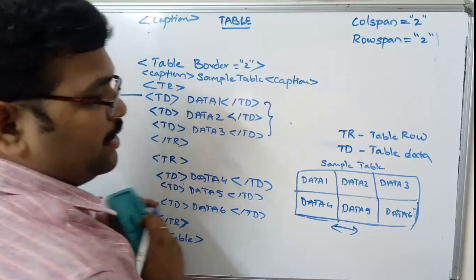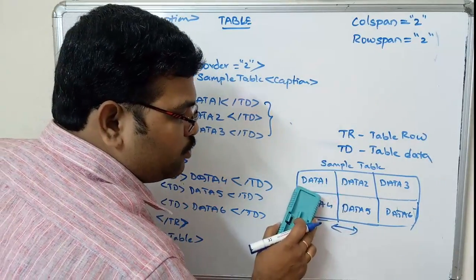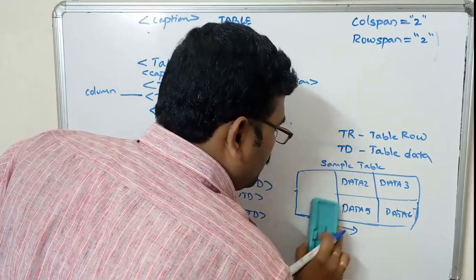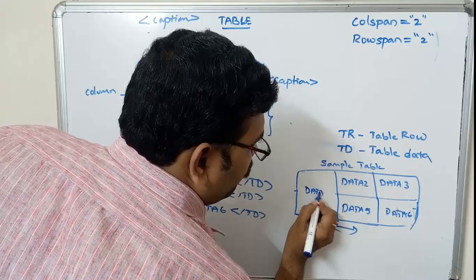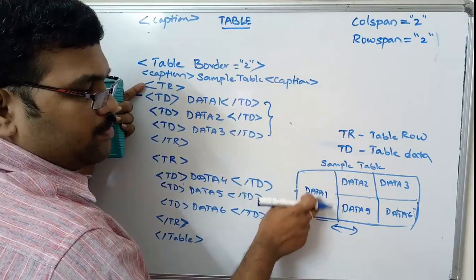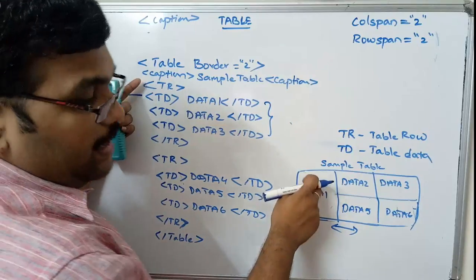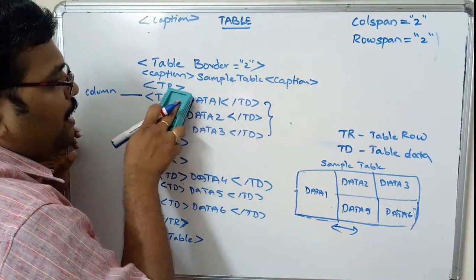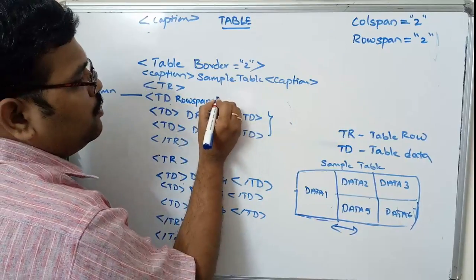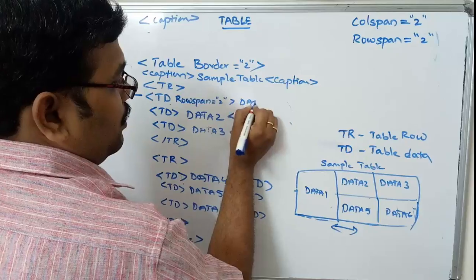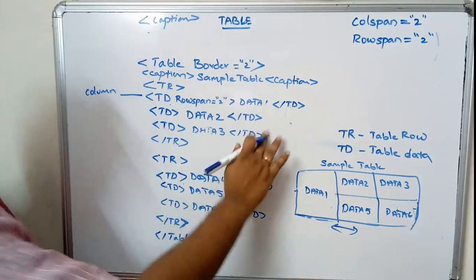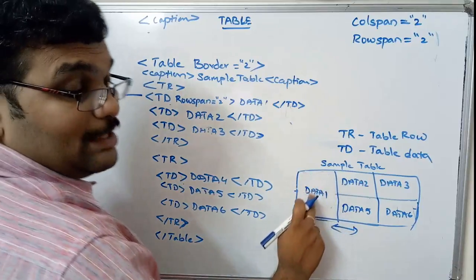Data 6. See, if you want to merge two rows, that means these two cells, and insert data 1. Then see, in the first row, two rows have been merged, right? Two rows have been merged. So here write TD rowspan is equal to 2, data 1, close the TD tag, right? So the row has been spanned.